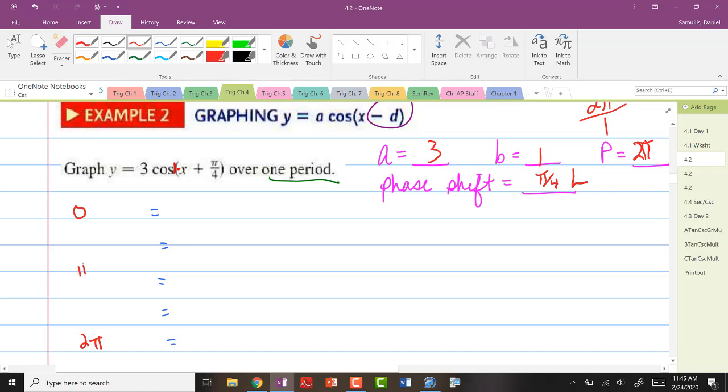Half of 2 pi is pi. Half of pi is pi over 2. 1 pi over 2, 2 pi over 2, 3 pi over 2. But in this case, you're going to subtract pi over 4. And then sometimes you can actually get the pattern here.